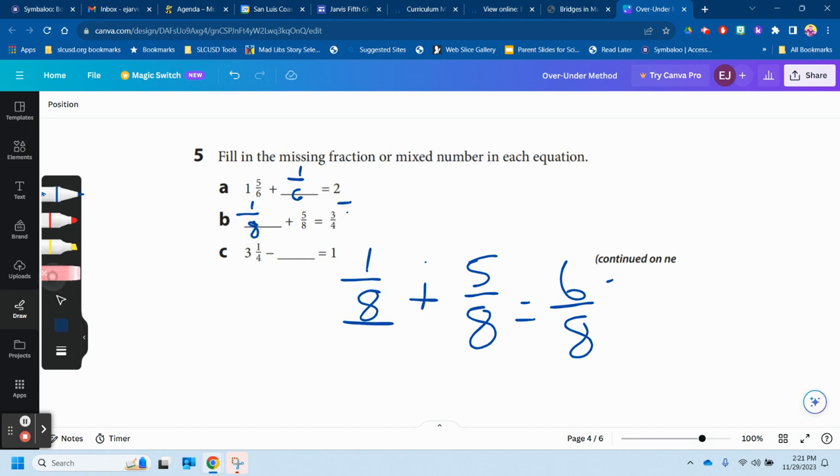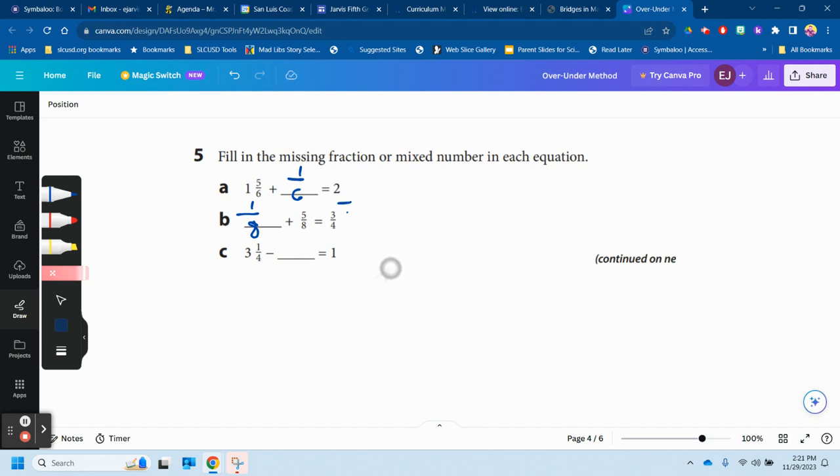So this next one here, I have 3 and 1/4 minus what would give me 1. So I have to take away 2 from the 3 and 1/4 from the 1/4. I can do this in my head almost. I feel like you guys can too. So 3 and 1/4, I need to get rid of the 2 whole numbers. Minus 2 and 1/4 is equal to 1.